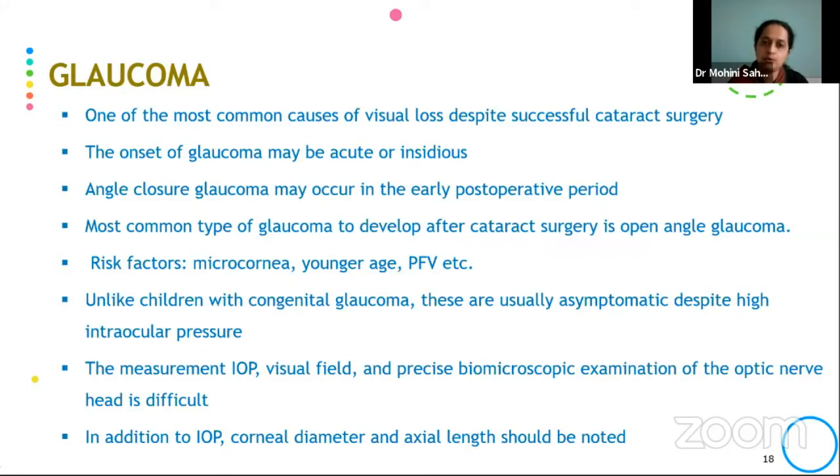However, the most common cause of visual loss despite a successful cataract surgery remains glaucoma. It is acute in the early postoperative period with pupillary block. However, the most common type of glaucoma in these children is an open-angle glaucoma. The problem here is that unlike congenital glaucomas, they do not present with epiphora or buphthalmos and tend to be asymptomatic in spite of high IOPs. Also, the routine examination of IOP, visual field, and the optic disc evaluation is difficult and sometimes impossible. Thus, a high index of suspicion and maybe repeated EUAs will be required to clinch the diagnosis.